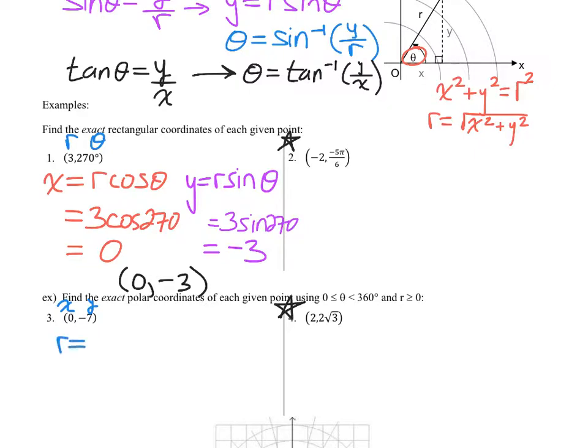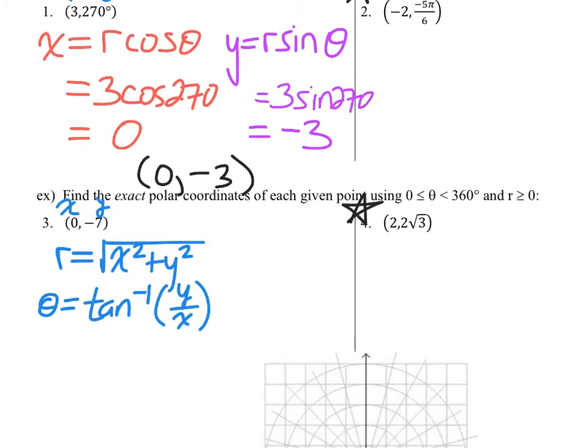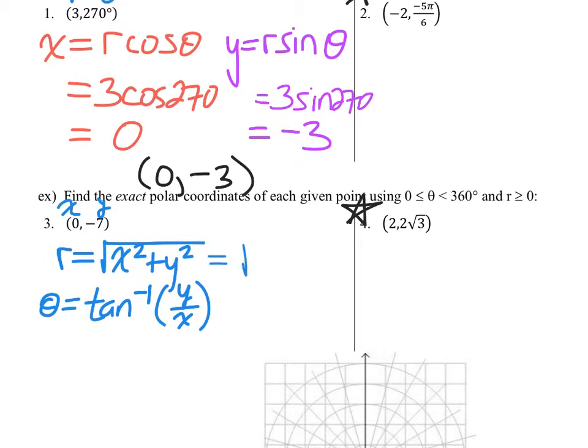All right, so r is equal to the square root of x squared plus y squared. Theta is the inverse tangent of y over x. All right, so zero squared plus -49 squared. That's going to give me a 7.